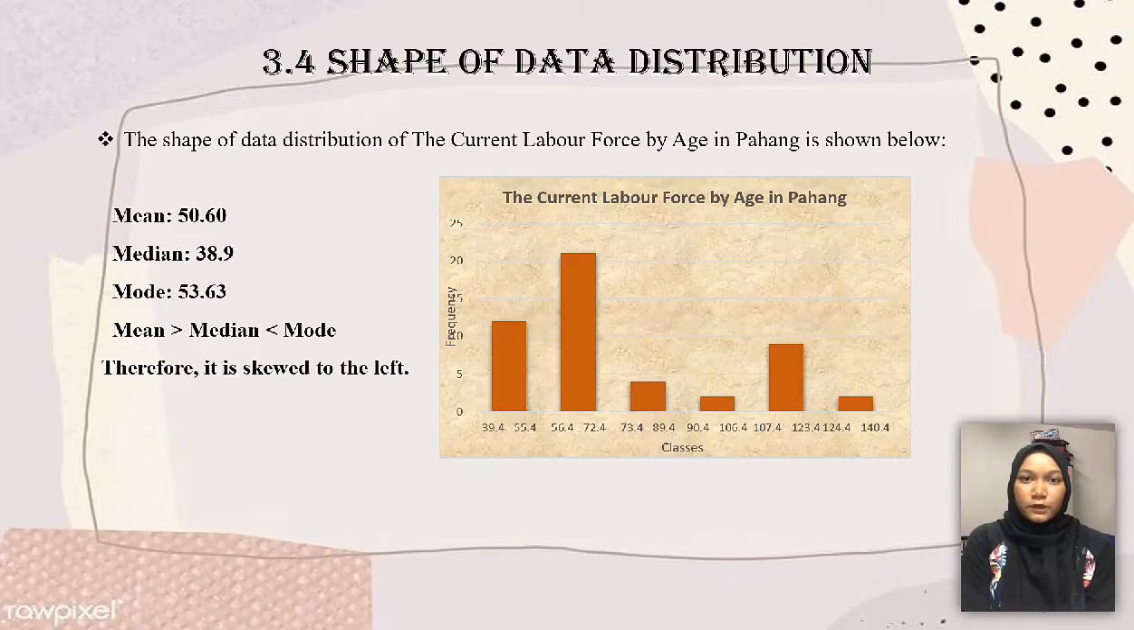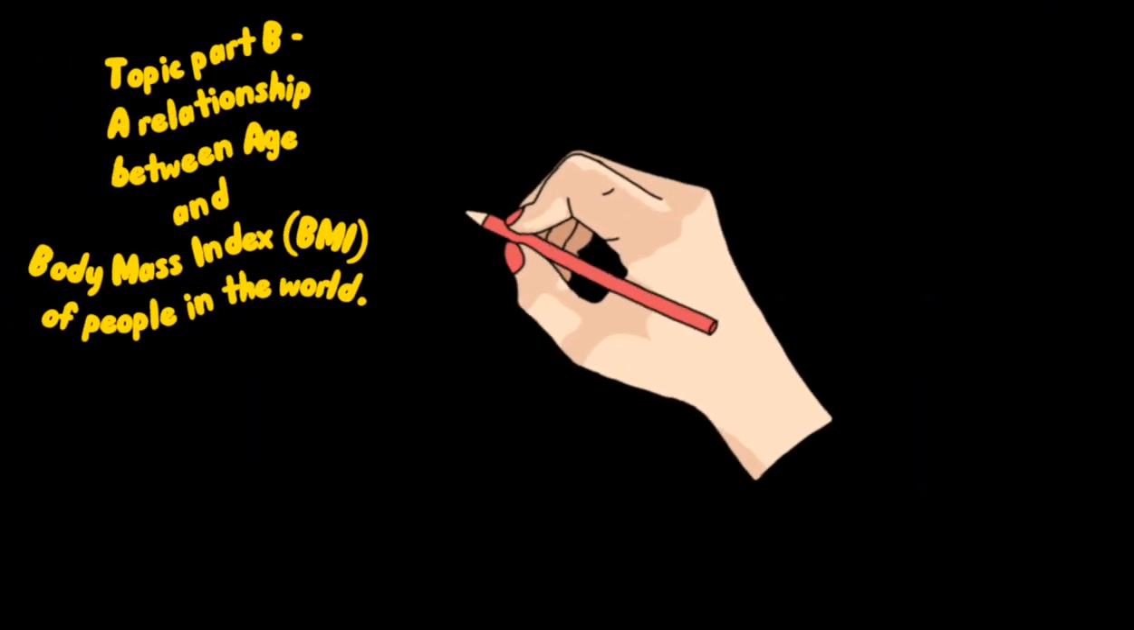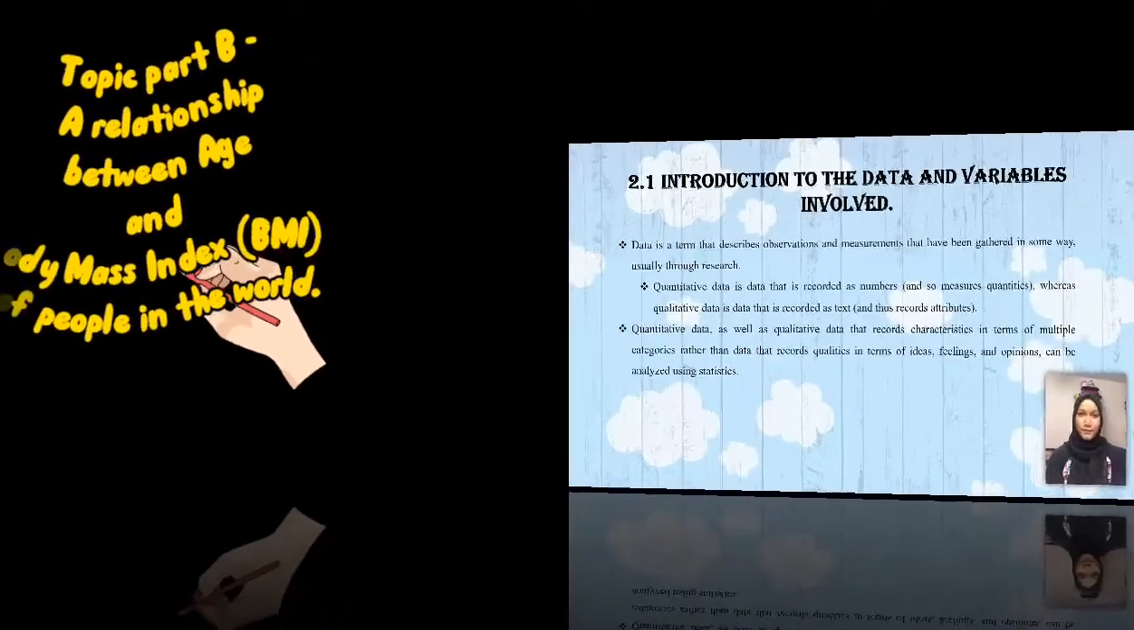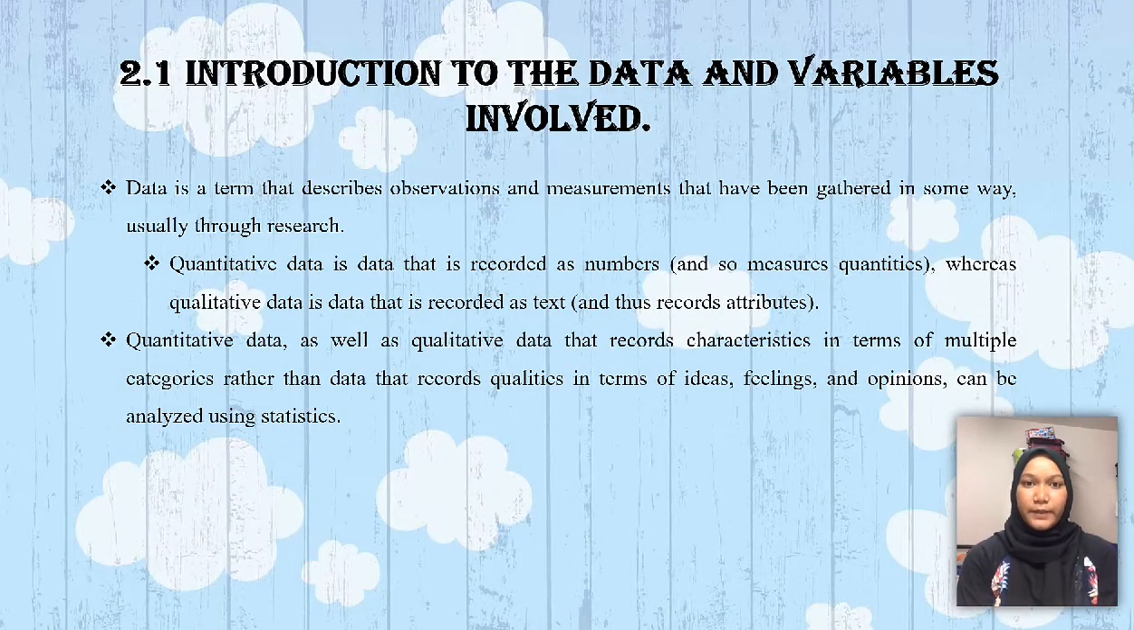Okay, we move to the shape of data distribution. The mean is 50.60, median 38.9 and mode is 53.63. This shows mean greater than median and median less than mode, so that it is skewed to the left. Okay, next we move to part B.